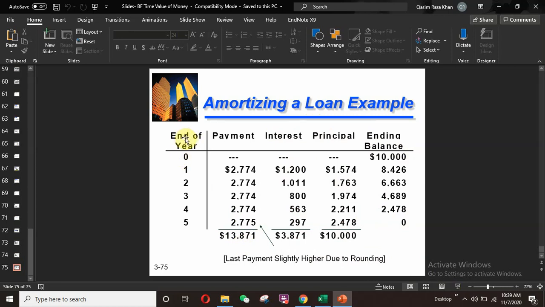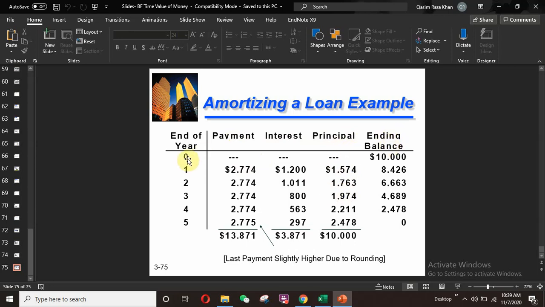On the horizontal side are the following accounts. Here is our time period. Our investment time period is 5 years, 0 1 2 3 4 5, and here is the payment, the annual payment we will make every year. Here is the interest amount which we will pay on our ending balance principal amount. Here is our principal amount which we will pay over the time period. Here is the ending balance.